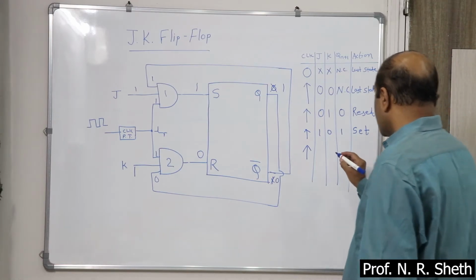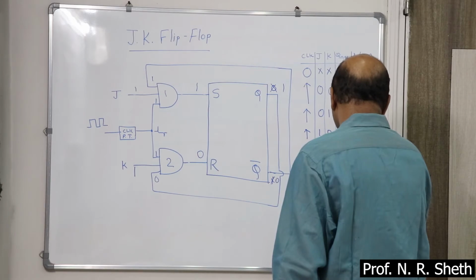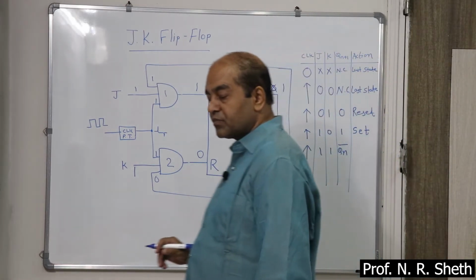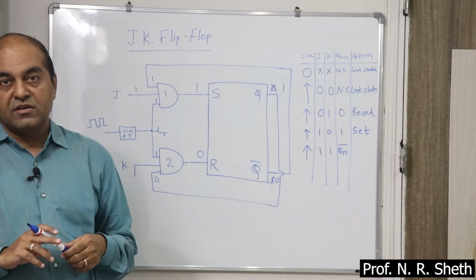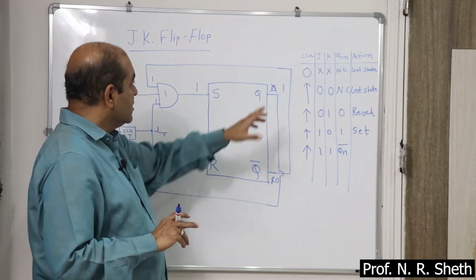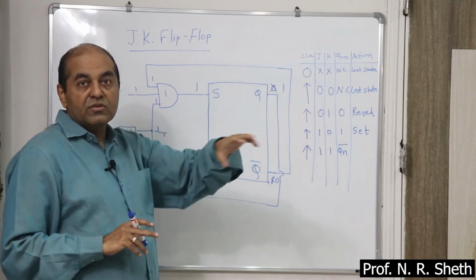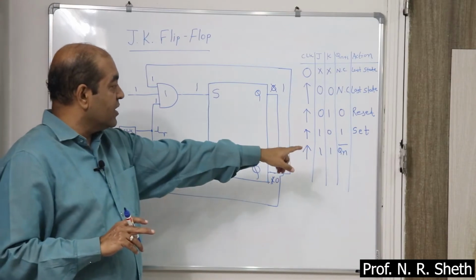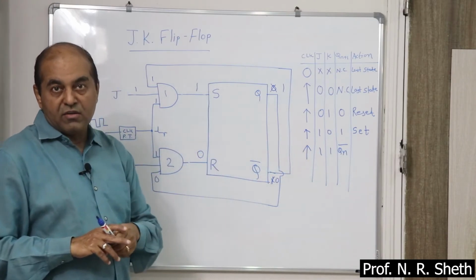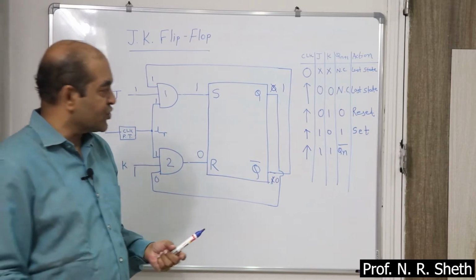So in truth table, we can represent the things in the following way. Qn bar, opposite to the previous state. In previous state, Q is 0, then in next pulse, on applying the next clock pulse, it becomes 1. So it is Qn bar. So this is for first assumption.